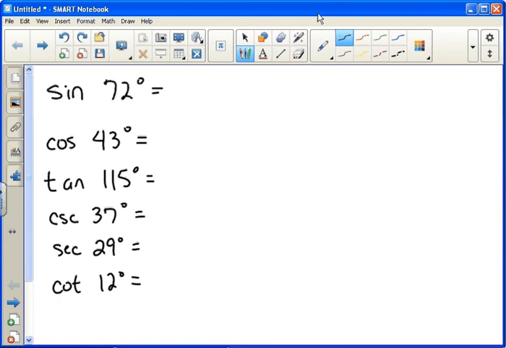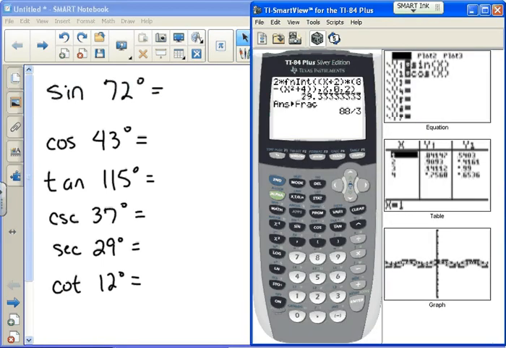Today we're going to talk about how to plug trig into your calculator. Some of these are very basic, some of them have a little bit of a twist to it, so you need to pay close attention and make sure you follow everything we do. So I'm going to pull up the calculator so we can see it and just clear out what we have.